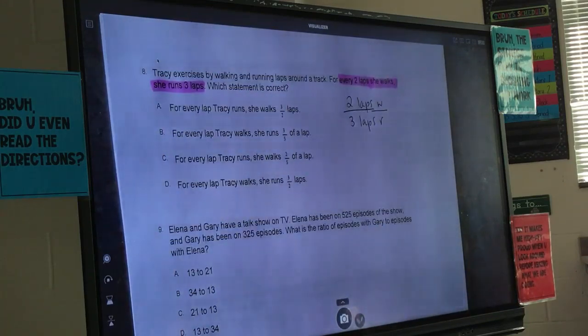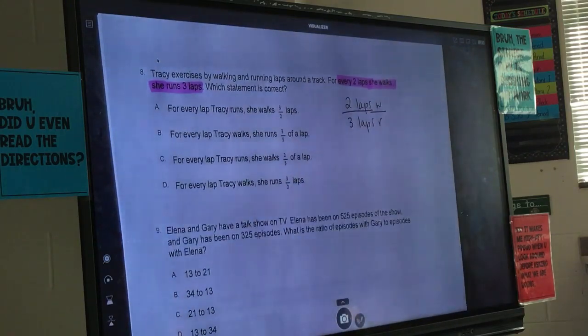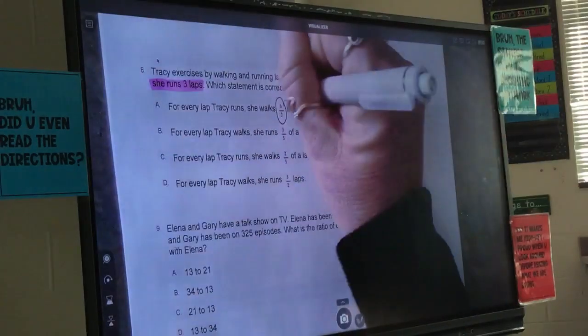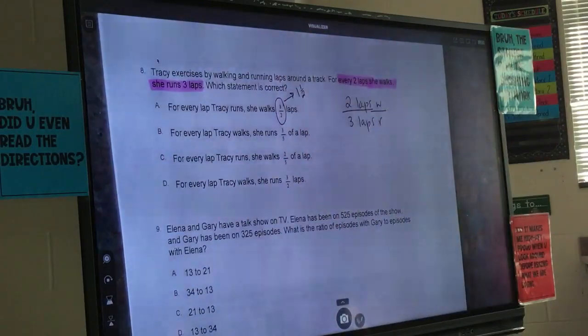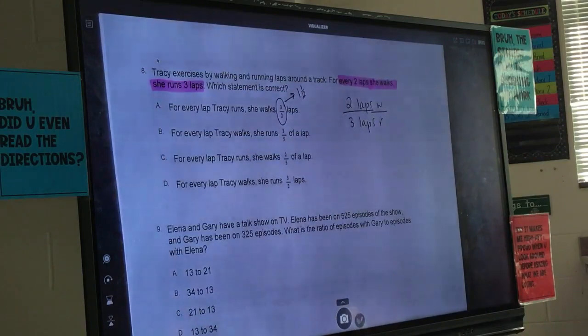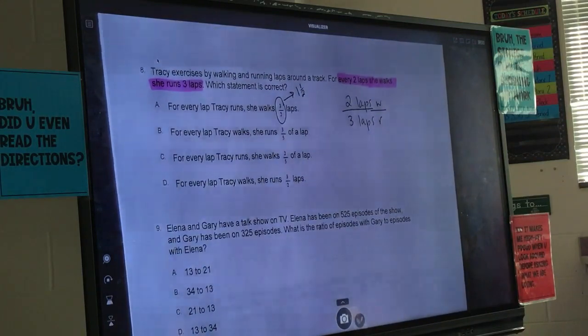So for A, it says, for every lap Tracy runs, she walks 2 1/3 laps. Well, is our ratio in simplest form? This ratio right here, is it in simplest form? Okay, so then we know that if she's running 1 lap, is she doing 1.5 laps walking? No, she's not. Because that's essentially 3/2, which is 1.5 laps.